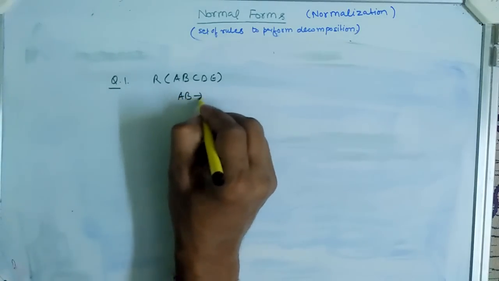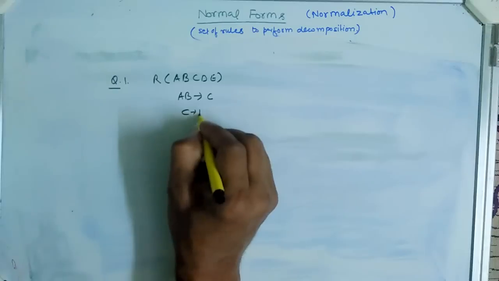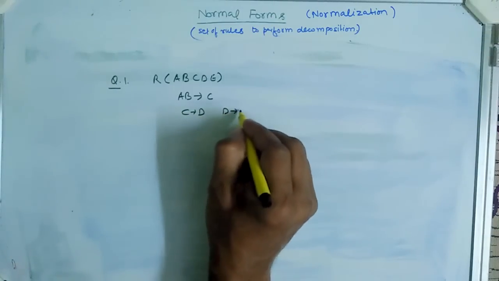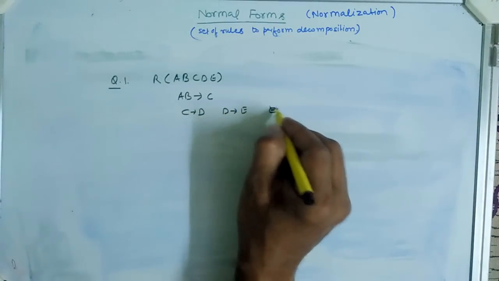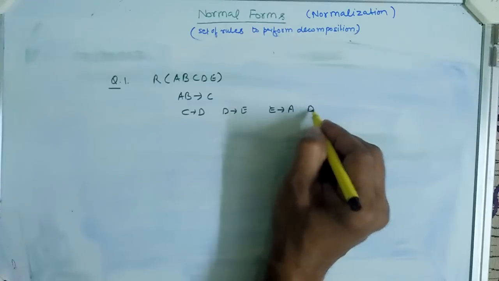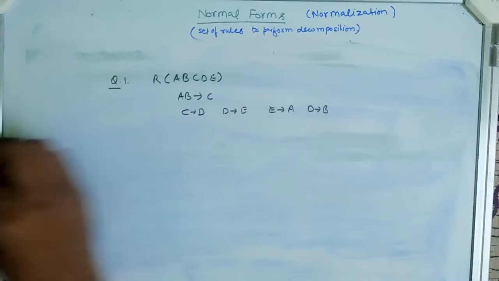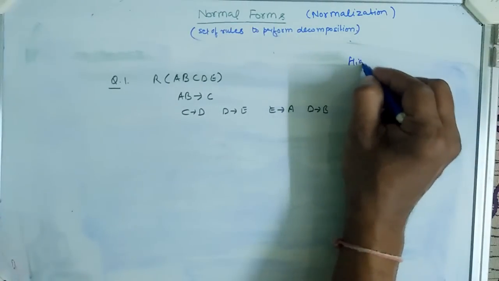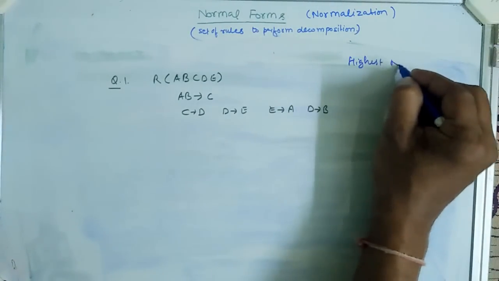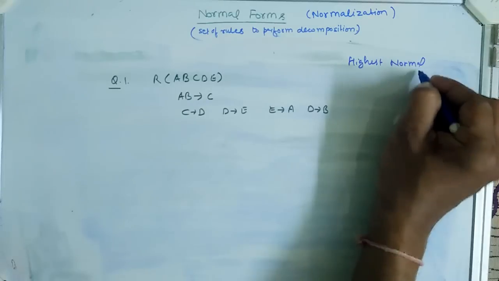A relation schema is given with the functional dependencies AB tends to C, C tends to D, D tends to E, E tends to A, and D tends to B. You need to find out the highest normal form.